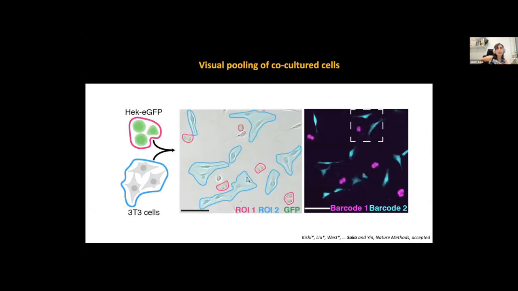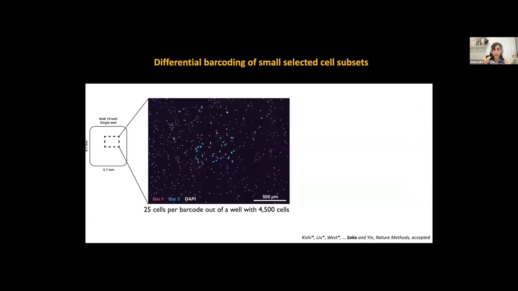The first experiments we have done were regarding visual pooling of cultured cells. So we co-cultured mouse cells with human cells. In this case, the human cells were expressing GFP, and we can really use that as a marker to label different cell populations. So the human cells got one of the barcodes, the mouse cells got the other barcode. We don't have to, but we used fluorophore labeled barcode strands just to be able to validate we were labeling the right population in situ.